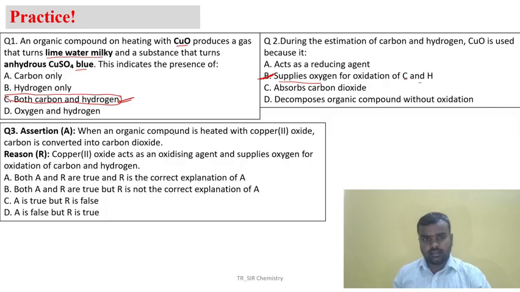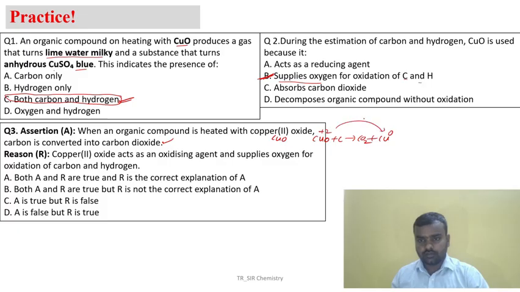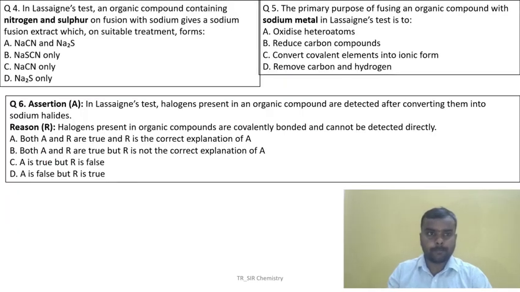Question number three, assertion. When an organic compound is heated with copper 2 oxide, that is CuO, and carbon is converted into carbon dioxide, that is fine, correct only. Copper 2 oxide acts as an oxidizing agent. Yes, it is plus 2, here copper is converting into 0. Gain of electron, oxidizing agent. So it supplies oxygen for the oxidation of carbon and hydrogen. So the assertion is correct, and the reason is also explaining properly.